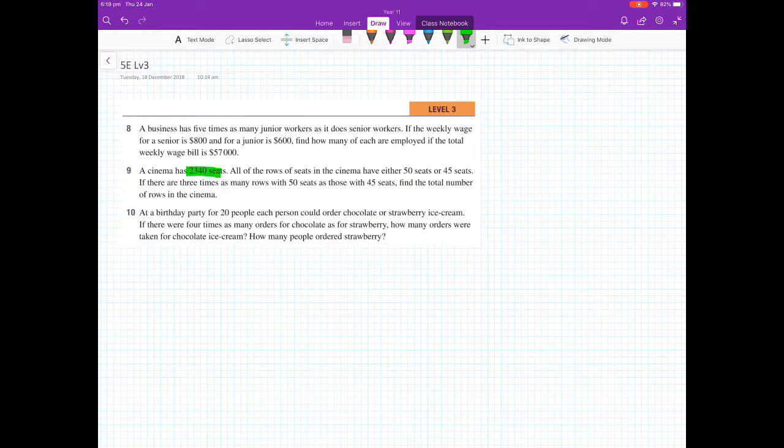Alrighty, number 9. Cinema's got 2,340 seats. Rows are in 50s or 45s, 3 times as many with 50 as there are with 45 total rows. We need our equations first, of course. So let's have a look-see. We've got a bunch of different numbers in here that we're going to need. Let's see, 2,340 seats all up. And we've got the amount of rows with 50 seats times the 50 for that many seats, and the amount of rows with 45 seats times that 45, so that we can end up with the total.